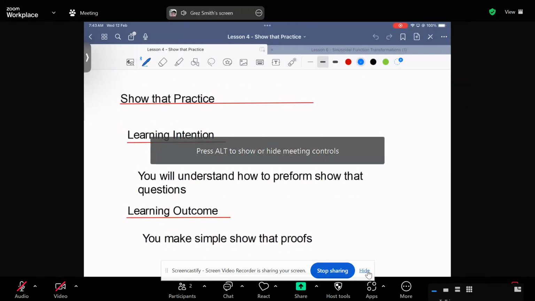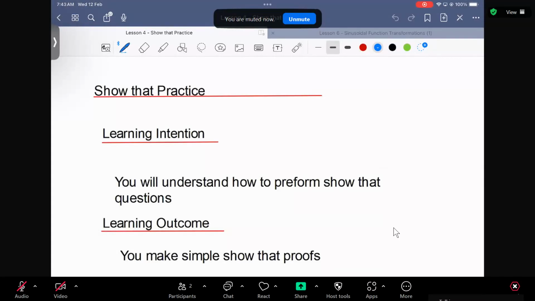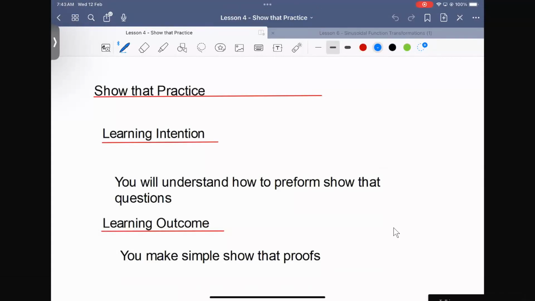Okay, so today's lesson is on practicing show that questions. It's focused on exam technique a little bit on this one. We're going to be looking at a particular type of question. So I'd like you to take out your calculators and just get started.